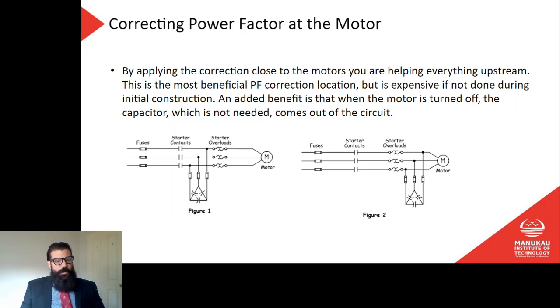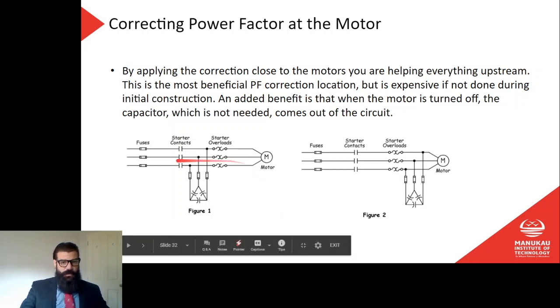Correcting the power factor at the motor. By applying the correction close to the motors, you are helping everything upstream. This is the most beneficial power factor correction location, but is expensive if not done during initial construction. An added benefit is that when the motor is turned off, the capacitor, which is not needed, comes out of the circuit. So there we have it there.